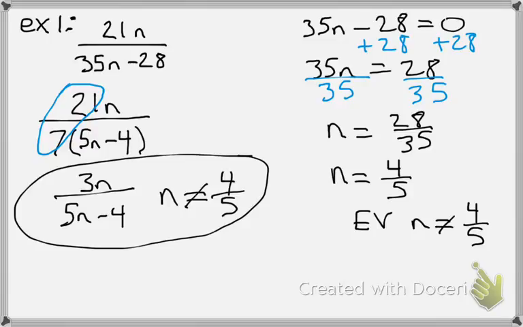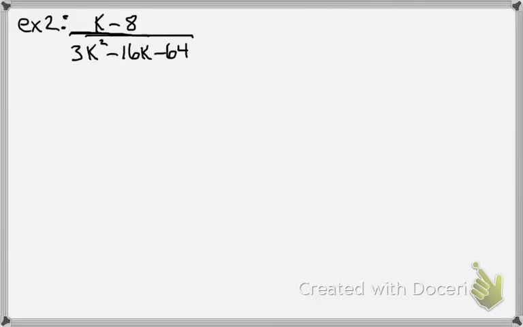This first example was pretty straightforward and the factoring wasn't very complicated. Let's look at a problem where our factoring is a little bit more complicated. If we have this expression, k minus 8 over 3k squared minus 16k minus 64. Our first step when we're simplifying this is still to find my excluded values. So to find my excluded values, I have to factor this denominator out because I'm setting it equal to 0. So I have 3k squared minus 16k minus 64 equal to 0.